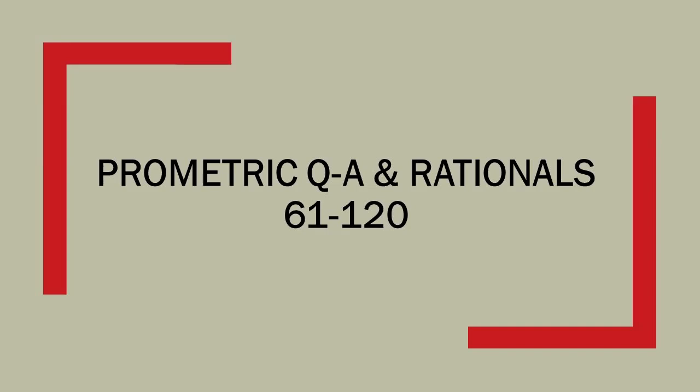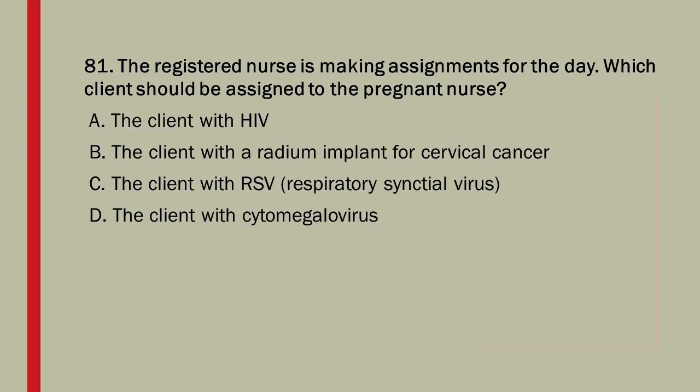Prometric QA and Rational 61-120. Part 2. 81. The registered nurse is making assignments for the day. Which client should be assigned to the pregnant nurse?